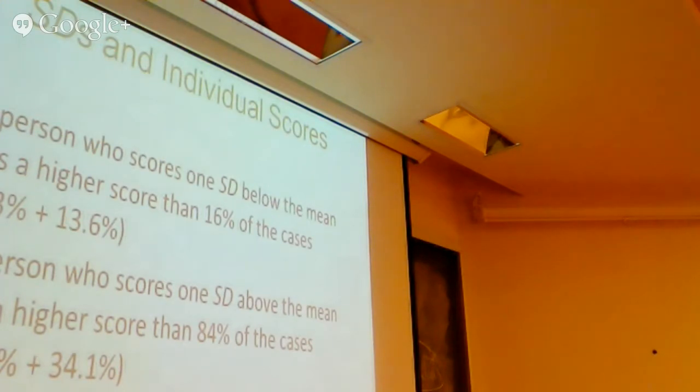If you scored one standard deviation above the mean, you're over here, right? So here you've got about 84% of people below you. That's a percentile. You've heard that term before. We're going to do percentiles in a second. It doesn't tell you what your score is. It tells you where you are relative to everybody else.